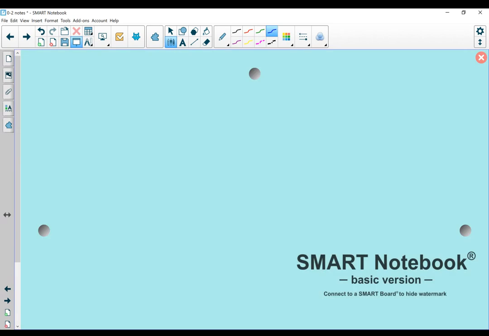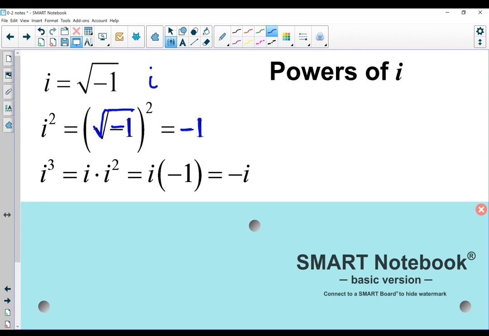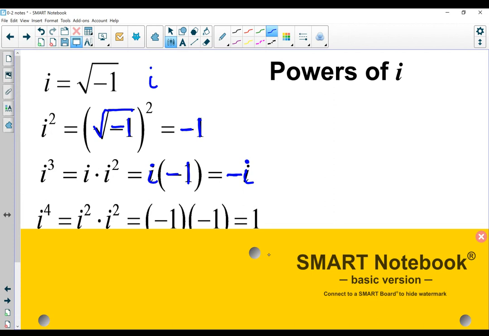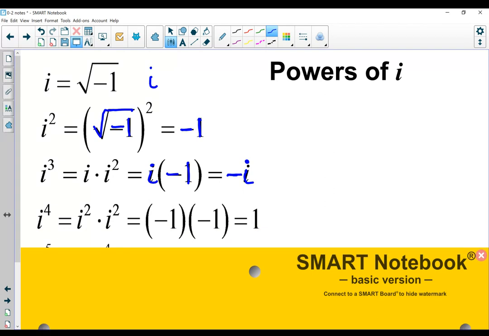And this should be review. When we look at the third power, it is i times an i squared. So we know i is just i, and then i squared is -1. So that's why we have i times -1 over here. So that's going to multiply and make -i. So i is i, i squared is -1, i cubed is -i, and now we're going to look at the fourth power. So the fourth power would be an i squared times an i squared. We've already decided that i squared is -1. So -1 times another -1 is a positive 1.